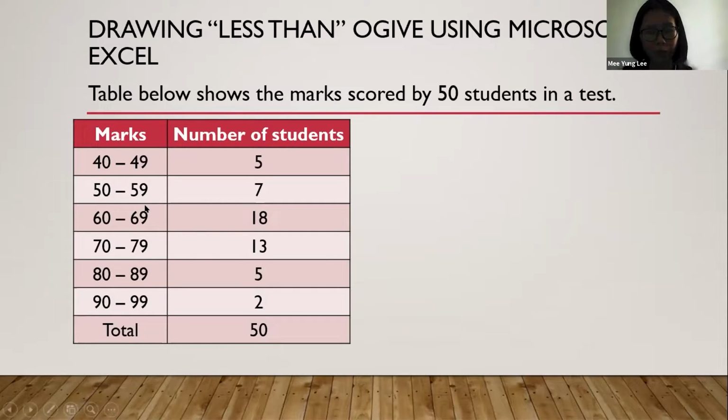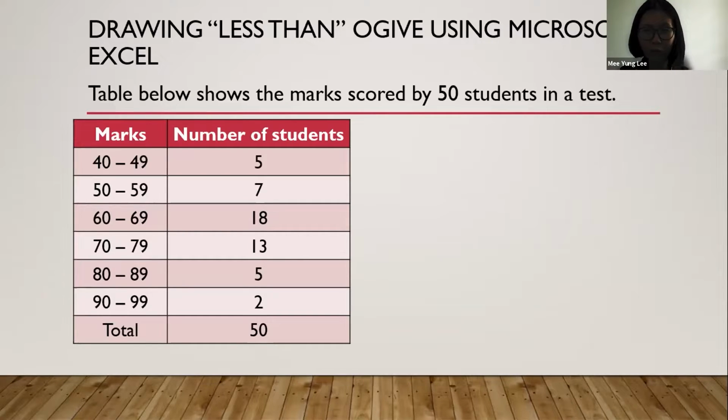All right, so I have the marks scored by 50 students in a test, and the number of students who scored those marks. So in total, we have 50 students. Before drawing the ogive, we have to come up with the cumulative frequency distribution table, meaning a table containing the upper class limit and also the cumulative frequency. So I bet you all learned how to calculate cumulative frequency, isn't it?